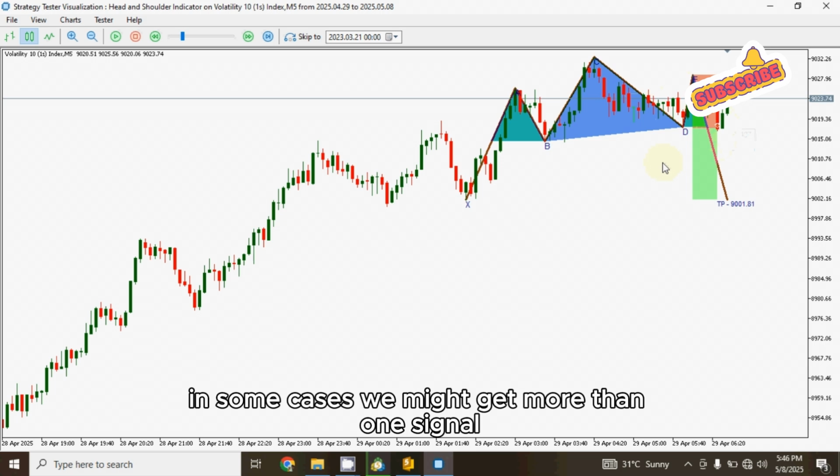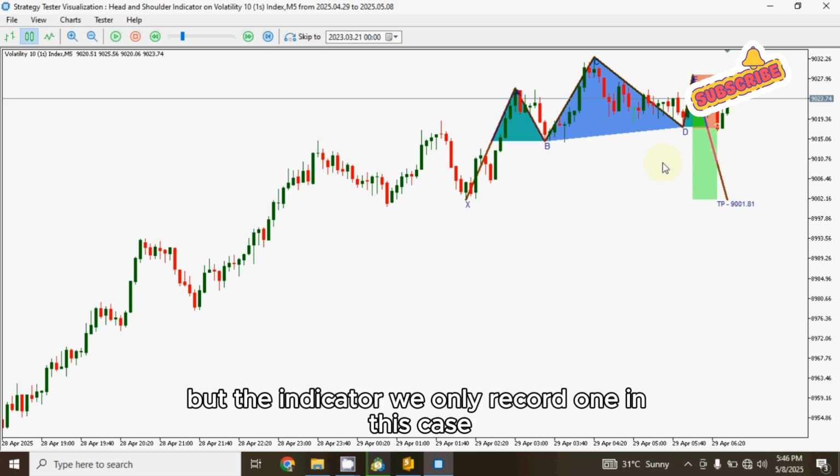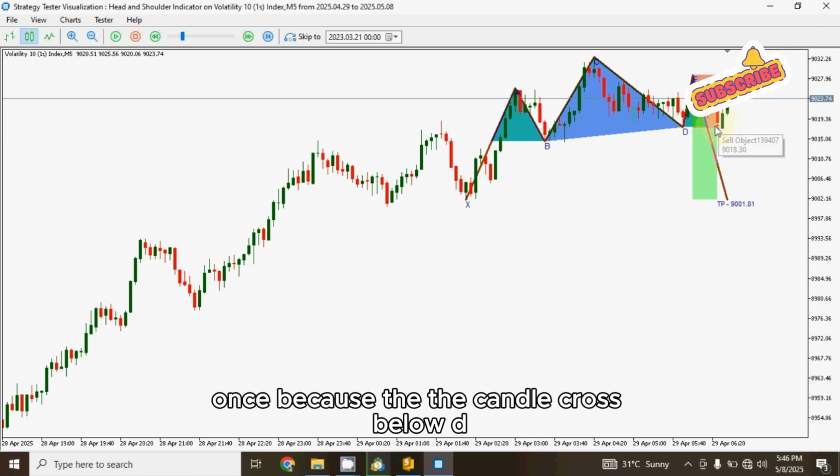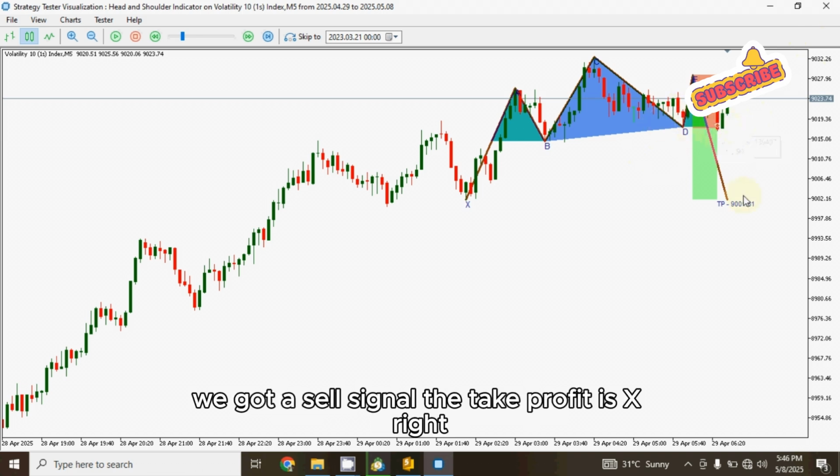In some cases, we might get more than one signal, but the indicator will only record one. In this case, we have one signal, right? Because the candle crossed below D, we got a sell signal. The take profit is X, right?